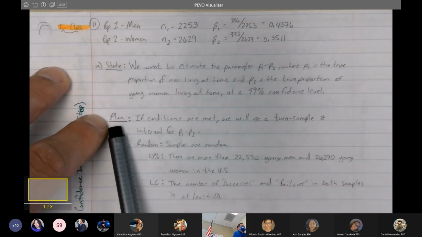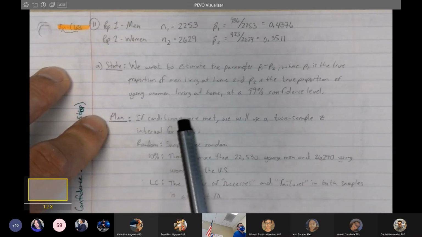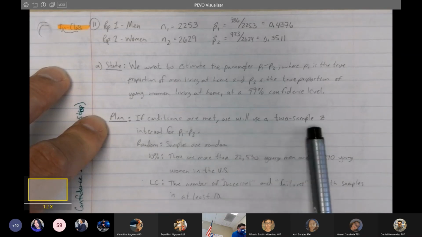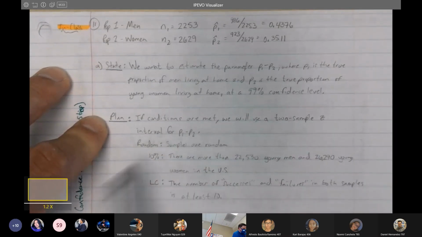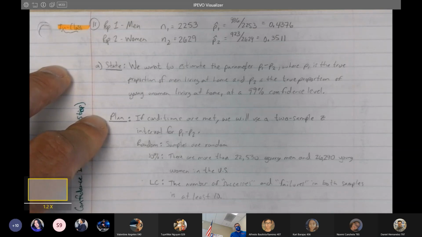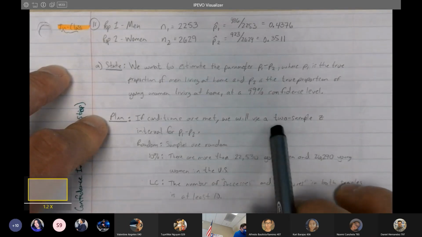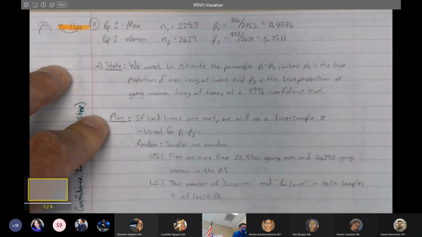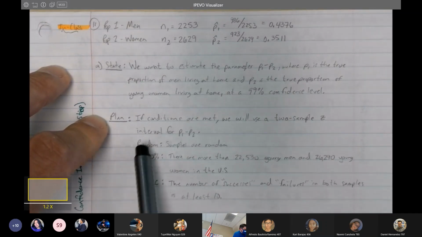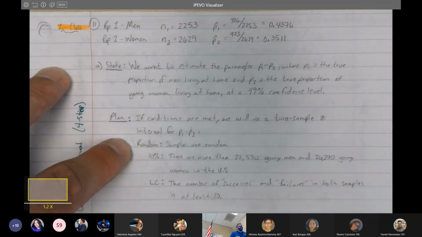So then we move on to the planning step. If conditions are met, we will use a 2-sample Z interval for P1 minus P2. Most of the time, when you're dealing with proportions and estimating proportions, you're using a Z statistic. With means, we use T, that T distribution, the T statistic. So in this case, our inference method is the 2-sample Z interval for P1 minus P2. Our random condition, well, we were told in the context that our samples were chosen randomly, so we're good on there.